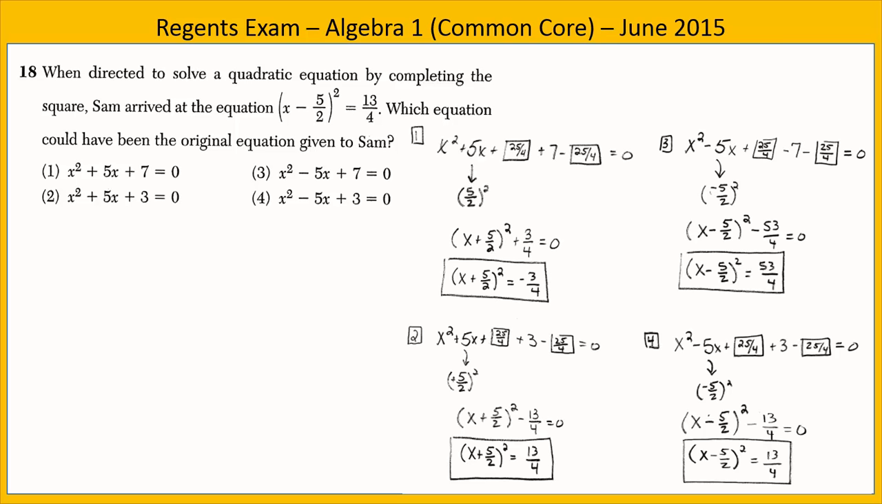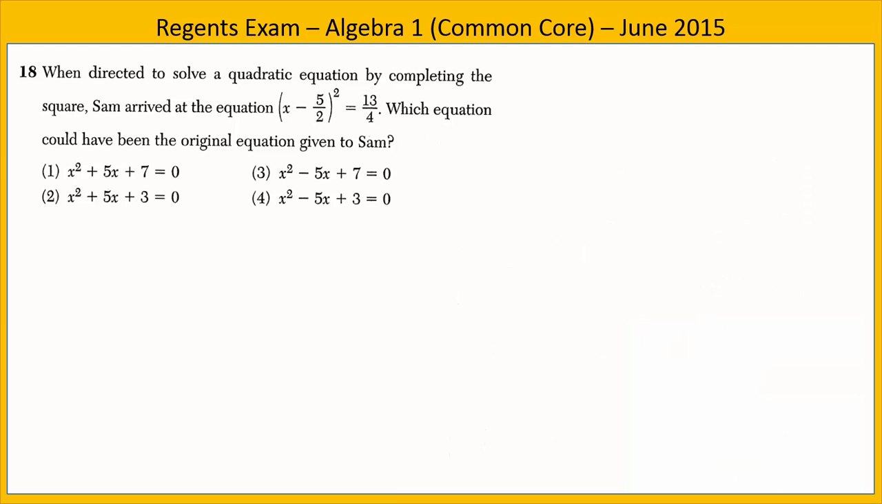The first option would be to take each of the choices and complete the square. The leading coefficient is 1, and so we simply take half of the b term, 5/2, square it, 25/4, and add it to both sides of the equation. Now, take a look and see which equation matches Sam's. When we look carefully, we see that choice 4 is the one that gives us Sam's equation, and so choice 4 is the answer.